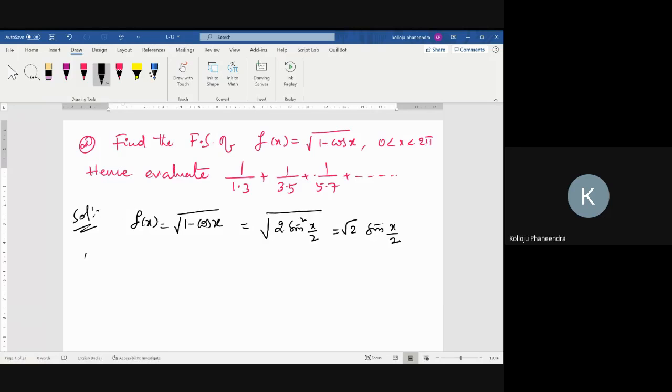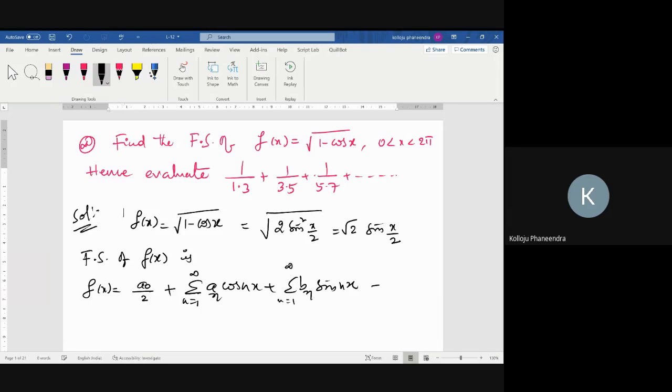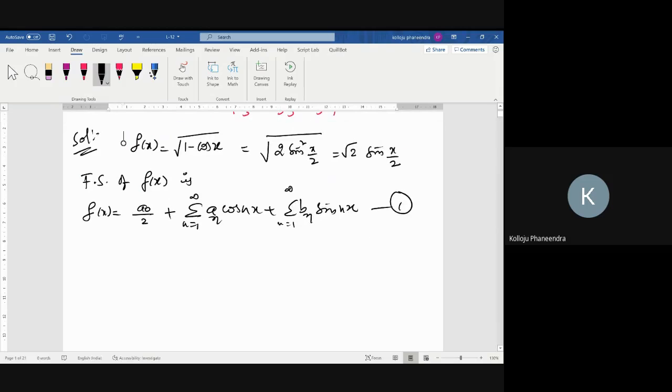Fourier series of f of x is f of x equal to a naught over 2 plus summation n equal to 1 to infinity an cos nx plus summation bn sin nx, n is from 1 to infinity, equation 1. And what is the a naught formula? Where a naught, the interval being 0 to 2 pi, is 1 over pi integral 0 to 2 pi f of x dx.